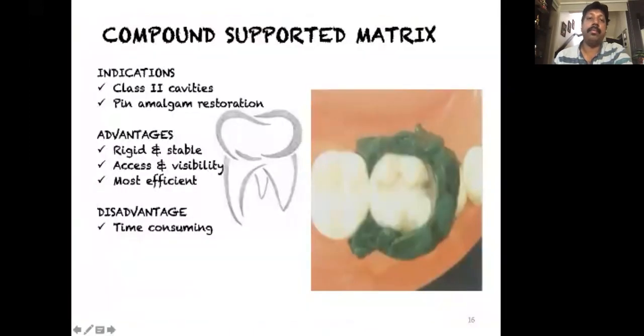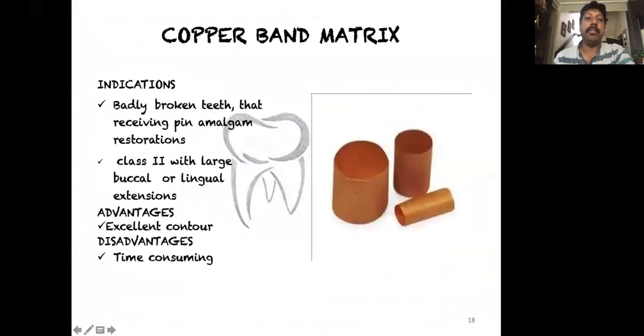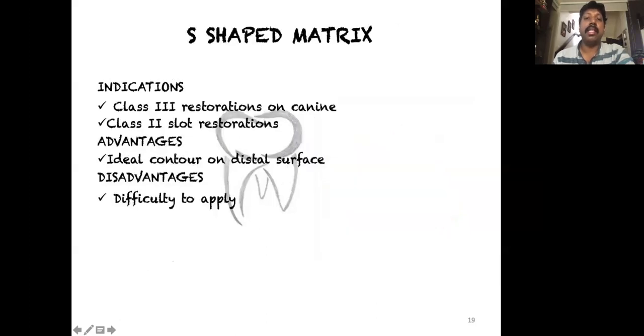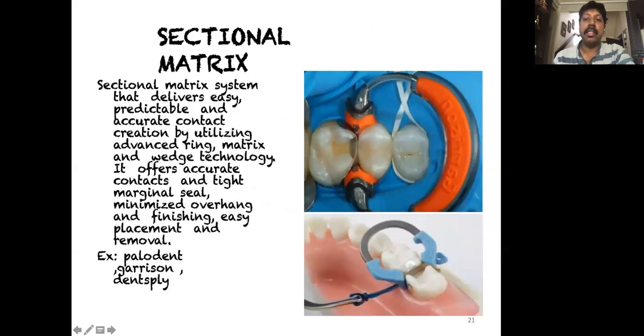Okay. That's clear. Then this is custom made, that is a compound support. Okay. This one. So you can use an impression compound and support कर सकते हैं. T band like a T. This can be used as a T band matrix. This is copper band. This is all not used now. Okay. S-shaped matrix. Like this is cervical matrix. Can you see this? Class 5 के लिए use करते हैं, window matrix को. Okay. For a cervical. This is sectional matrix.